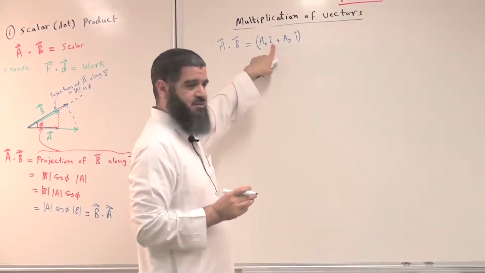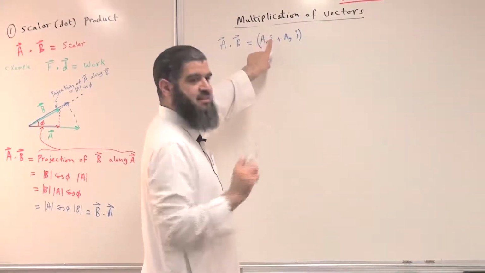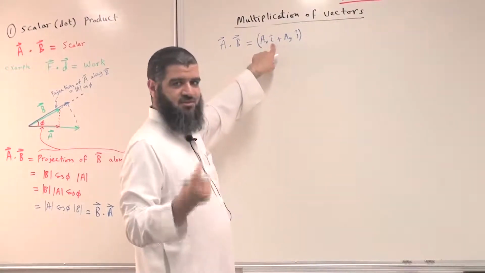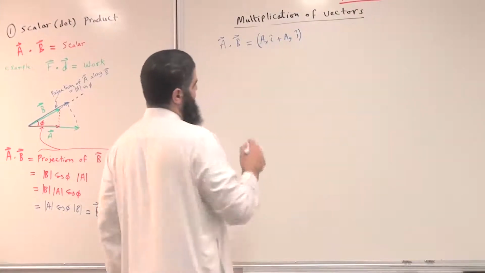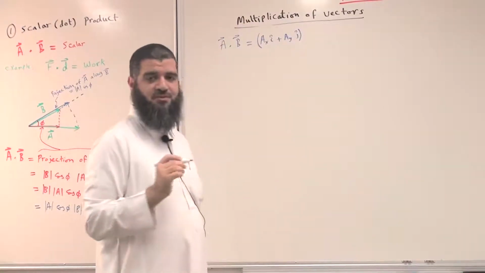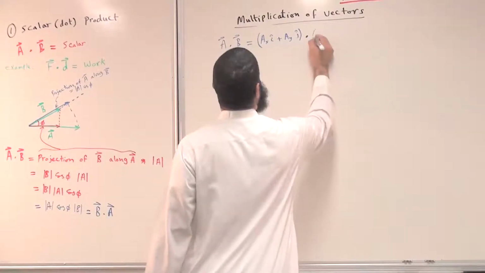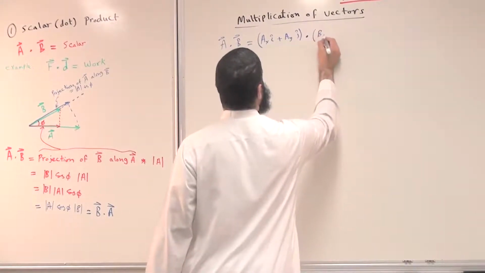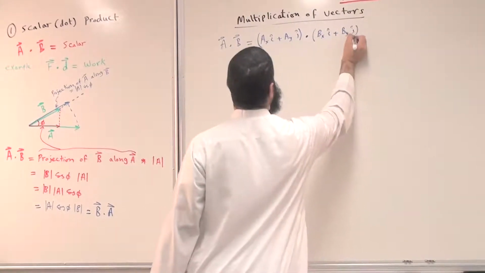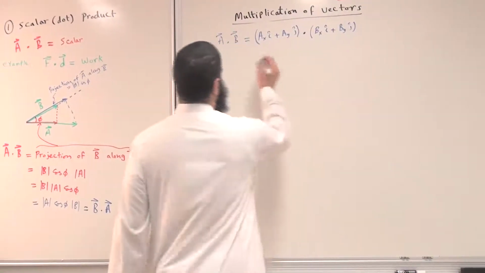So A has two components, AX i. This i is the unit vector in the positive x direction. When you see the hat, this is an indication of the unit vector. So it is a vector of magnitude 1 in the direction of the positive x-axis. Similarly, j hat is the notation for the unit vector along the positive y-axis. Dot BX i plus BY j.